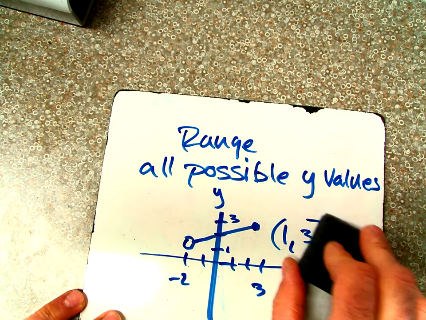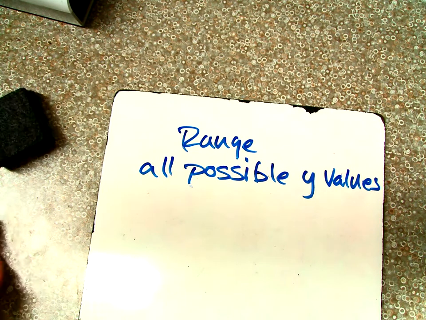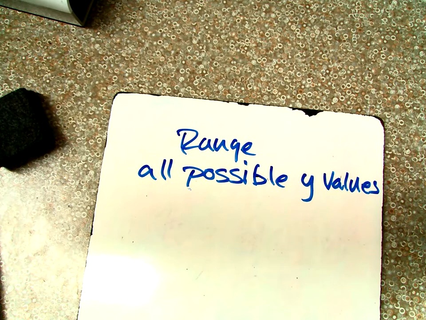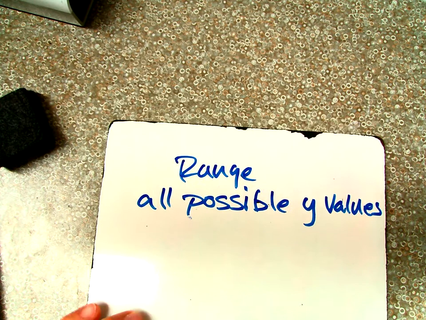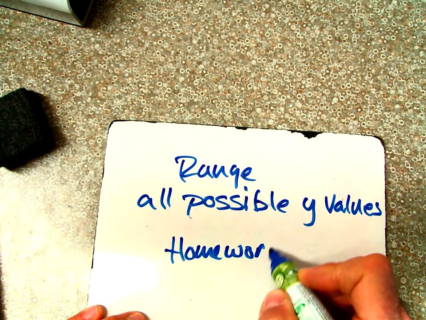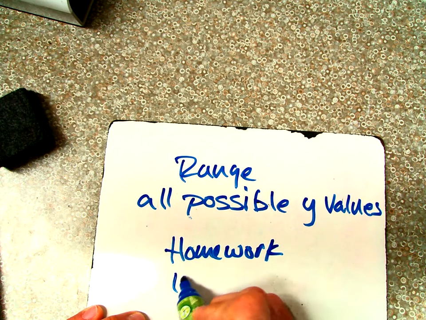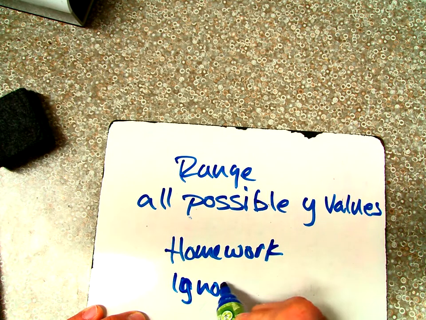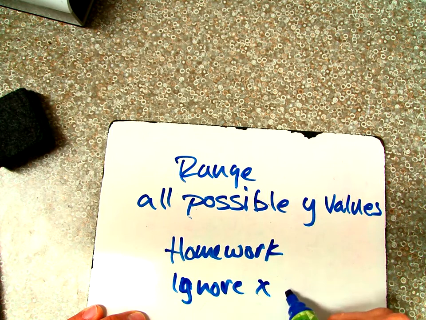Awesome. So now for kind of how it looks on the homework. And there's a mistake on the homework. The homework version that I sent you had x values. So for the homework, ignore x and y intercepts.